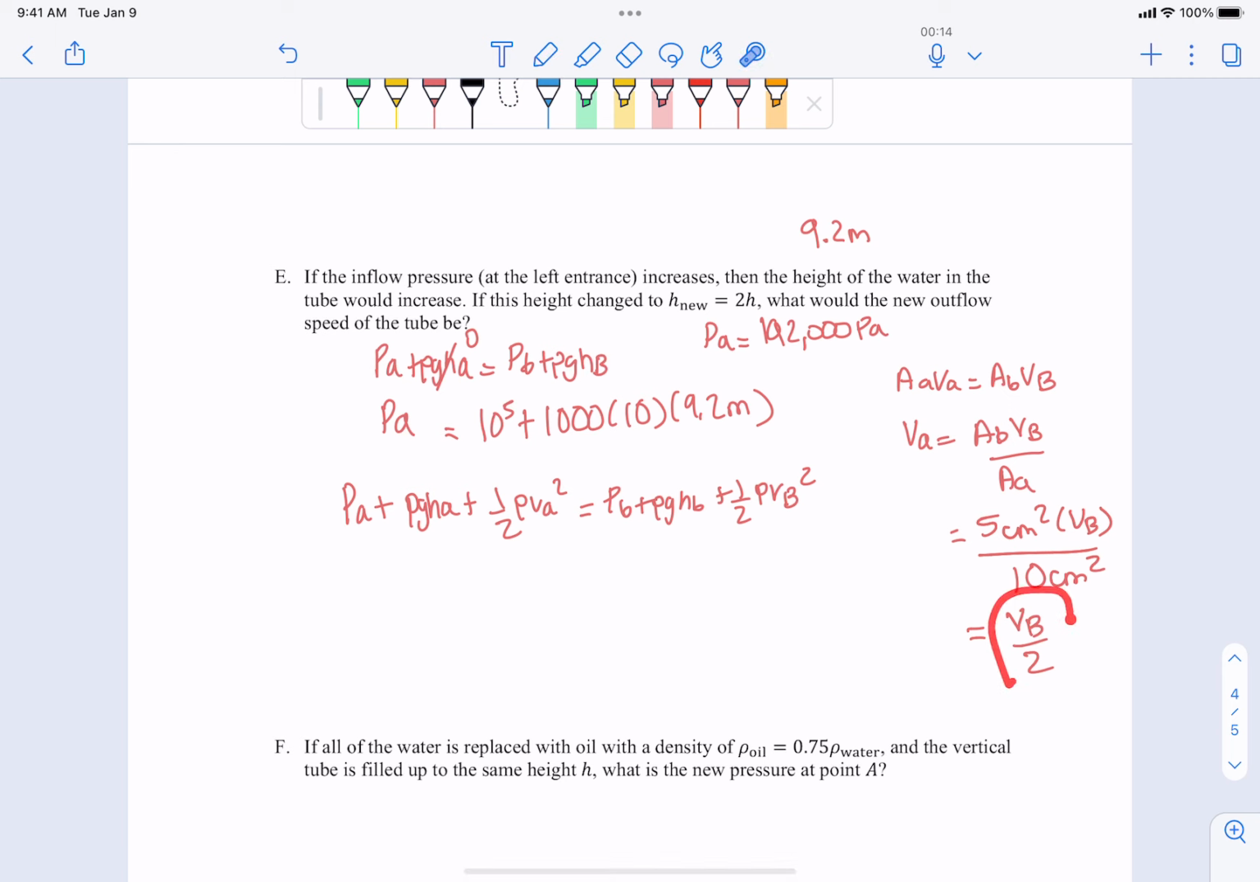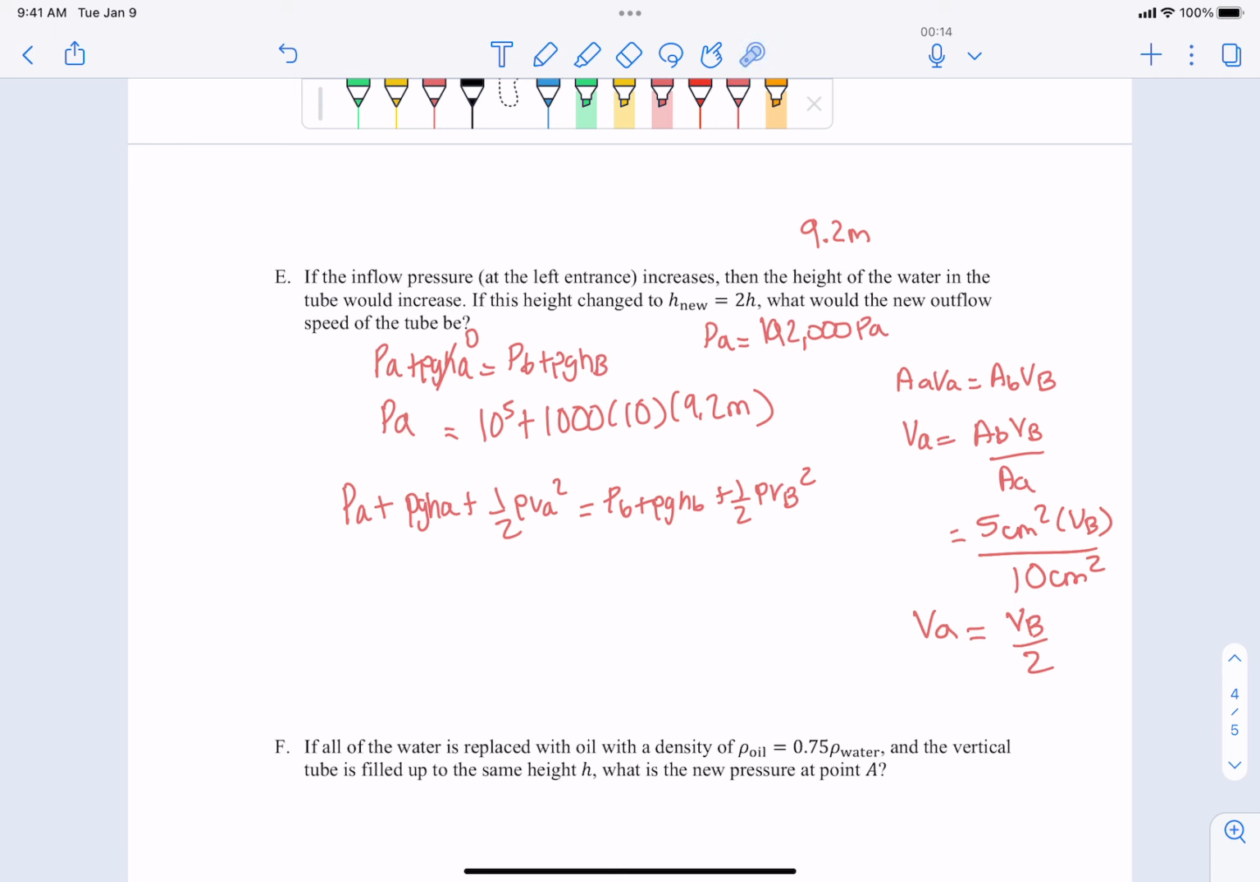So this should be VB over 2 for VA, right? That way I can take this value, this VA right here, and substitute VB for it. I can only solve for VB, because I don't want two variables that I'm solving for at the same time. Otherwise, I don't know VA and I don't know VB, and I'd have to solve for two variables, and I can't do that. I have to know one or the other.